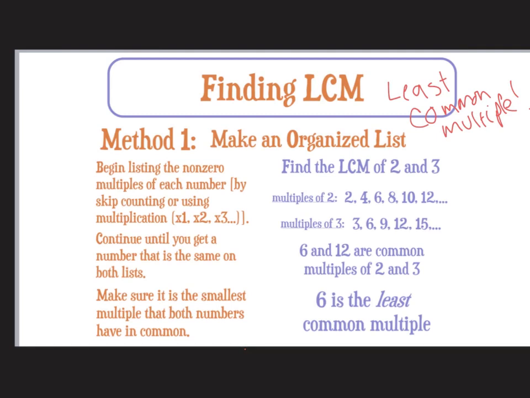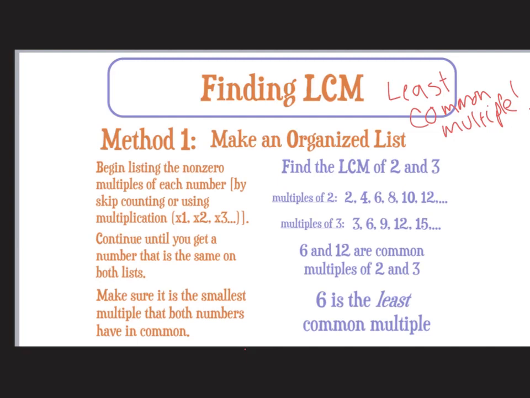Another skill that's useful when working with fractions is being able to find the LCM, or least common multiple. There's two ways that we're going to learn how to do it. The first one is just making an organized list. Begin listing the non-zero multiples of each number by skip counting or using multiplication, etc. Continue until you get a number that is on both lists. Make sure that it is the smallest multiple that both numbers have in common.